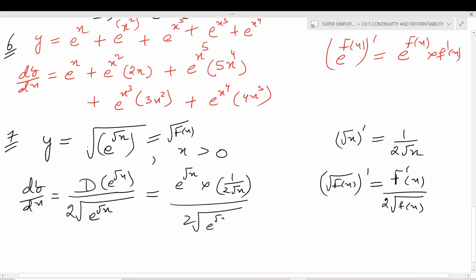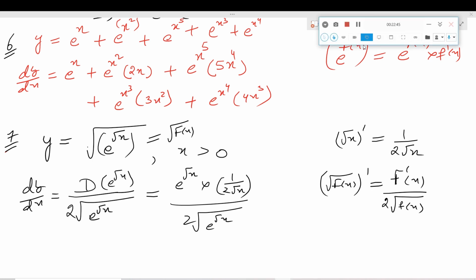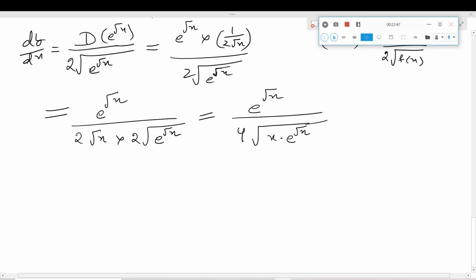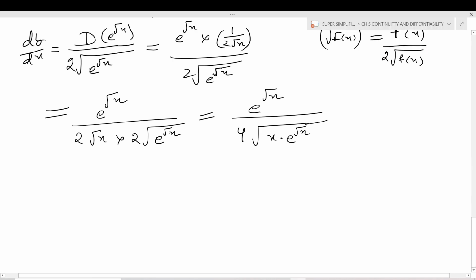So now, the next step is you take this 2 root x in the denominator and multiply it with 2 root of e raised to the power root x. 2 and 2 get multiplied and root x comes inside this root. So x comes inside this root and hence the answer.